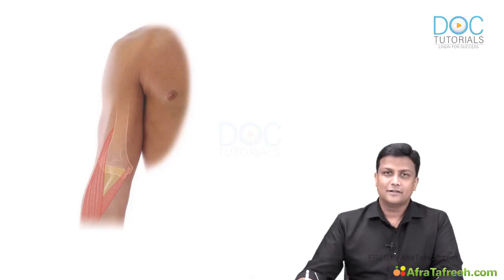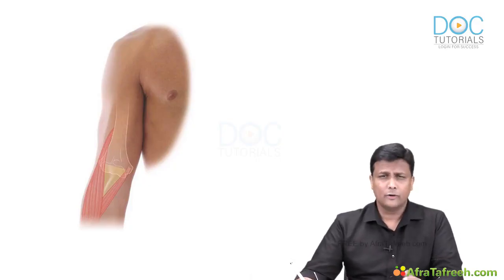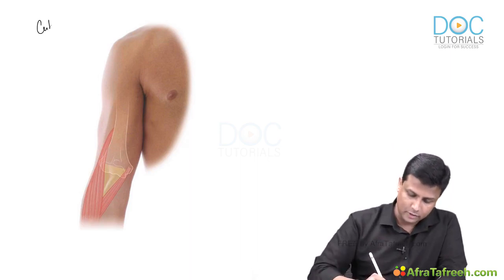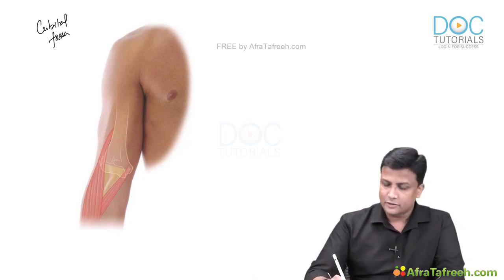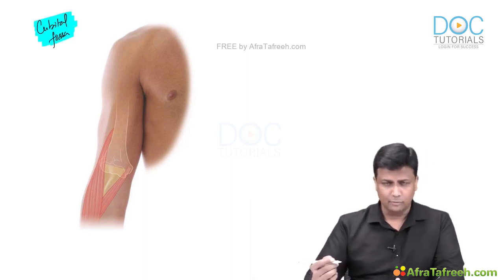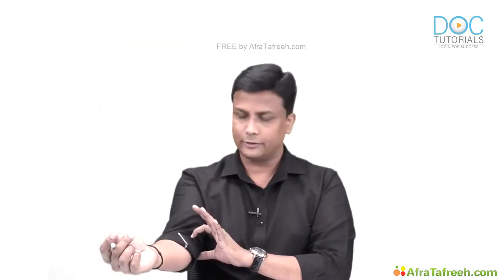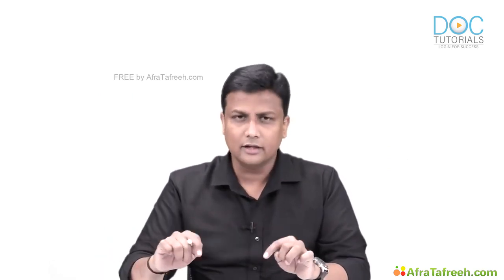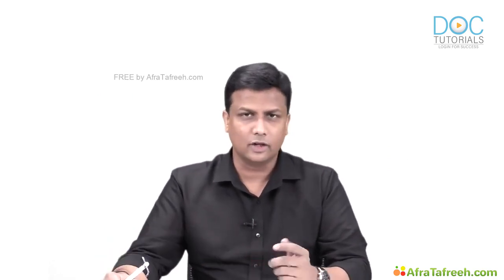Welcome back, my dear friends, and now let us deal with another small topic here, that is cubital fossa. So we are now going to discuss the cubital fossa. Now cubital fossa is actually a triangle shaped depression right in front of the elbow joint. So you have got your elbow joint over here, and right in front of the elbow joint there will be a triangle shaped depression there. That is nothing but cubital fossa.